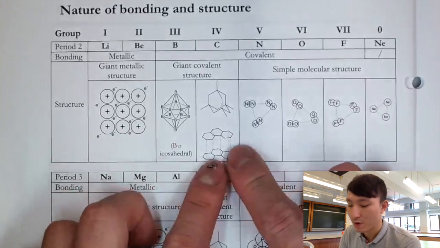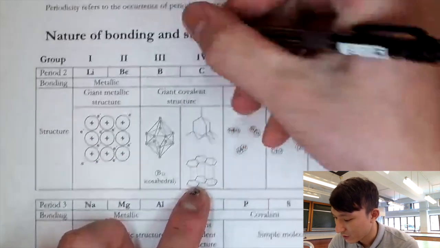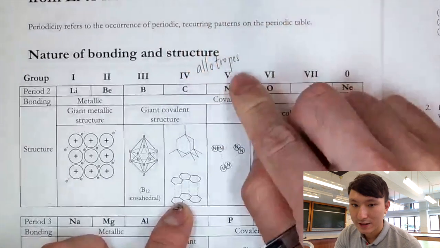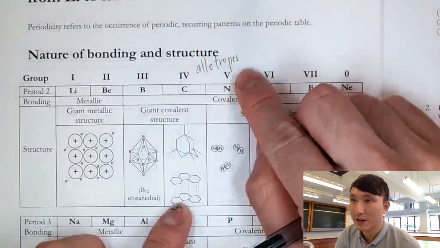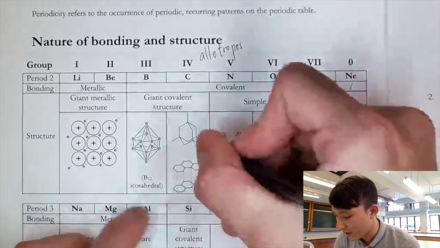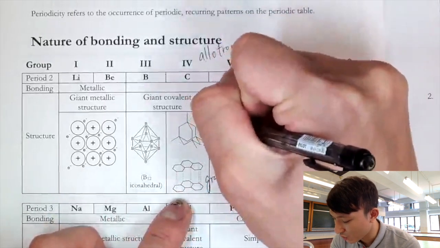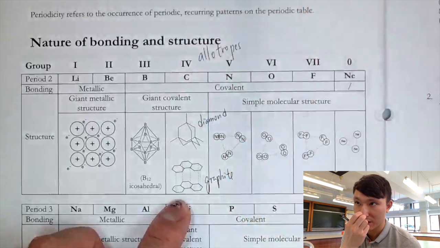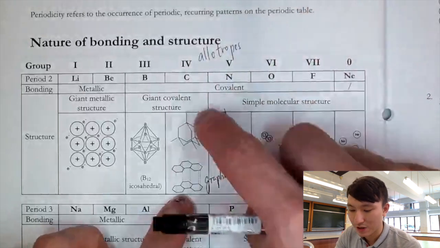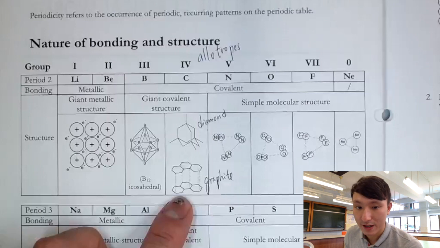So this is a revision of the structure using diagrams. For carbon, if you remember, carbon has several allotropes, right? Allotropes are different structures of the same element. For carbon, at least you have to note that it has graphite, which is this, and diamond, which is this. But there are also other allotropes such as fullerene and graphene, etc. But at least you have to know these 2, okay? And they have different properties, which I will talk about later.